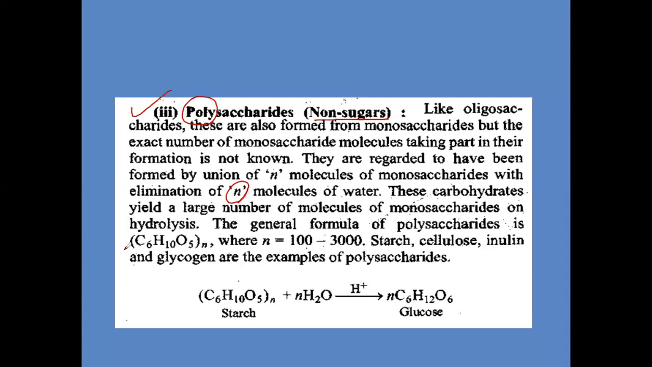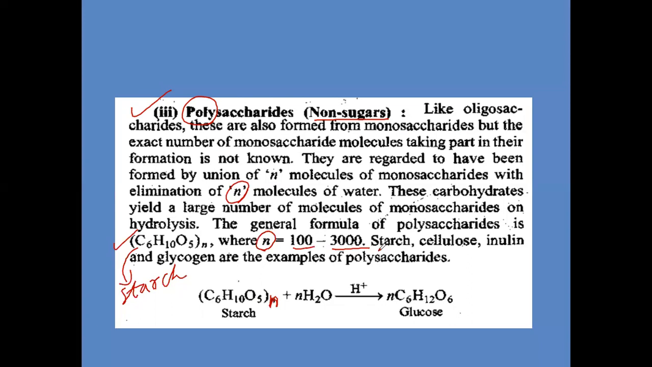Generally, for a polysaccharide molecule, if you take starch as an example, what is the formula of starch? C6H10O5 taken N times. That is starch. And generally N is what here? 100 to 3000. That means 100 molecules to 3000 molecules will be joining with each other to form the polysaccharide unit.